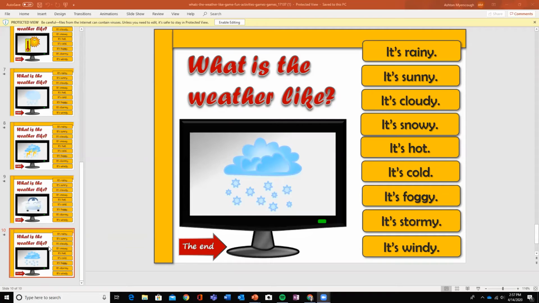So lastly, we have what's the weather like? Good. It's snowy. So remember when we have ice coming down from the cloud, it's snowy.